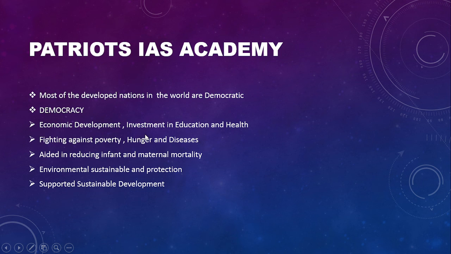Most of the developed nations in the world are democratic. Democracy encourages economic development through investment in education and health. Democracy helped in fighting against poverty, hunger and diseases. Democracy has aided in reducing infant and maternal mortality. Democracy ensures environmental sustainability and protection. Democracy truly has supported sustainable development, which makes it important to live in.